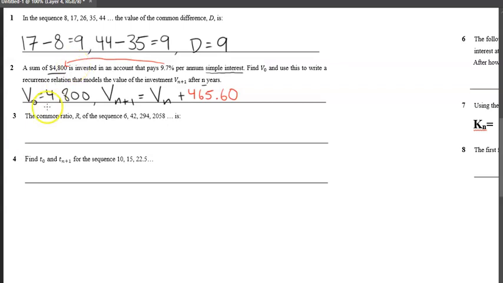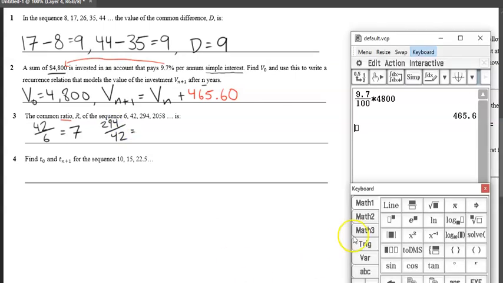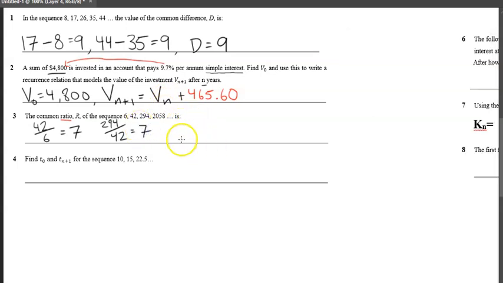To get the common ratio is kind of the same as getting the common difference. The only thing that's different, because it's a ratio, is that we're going to be using division. So we'll grab any term, 42, and divide it by its previous term, 6. This will give me 7. Try it again for 294, and divide this by 42. When you put this into your calculator, we should hopefully get 7. In this case, we do. So our common ratio R is equal to 7.